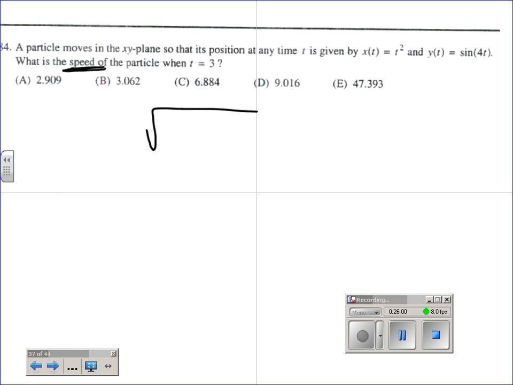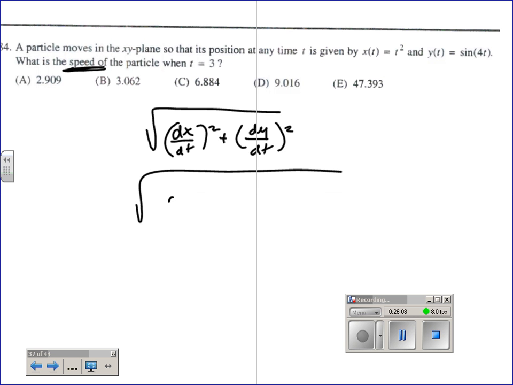Speed is the square root of the change in x squared plus the change in y squared. So this is 2t squared plus 4 cosine of 4t squared evaluated when t is 3. I trust you can plug that in the calculator for time's sake, so the answer is C.